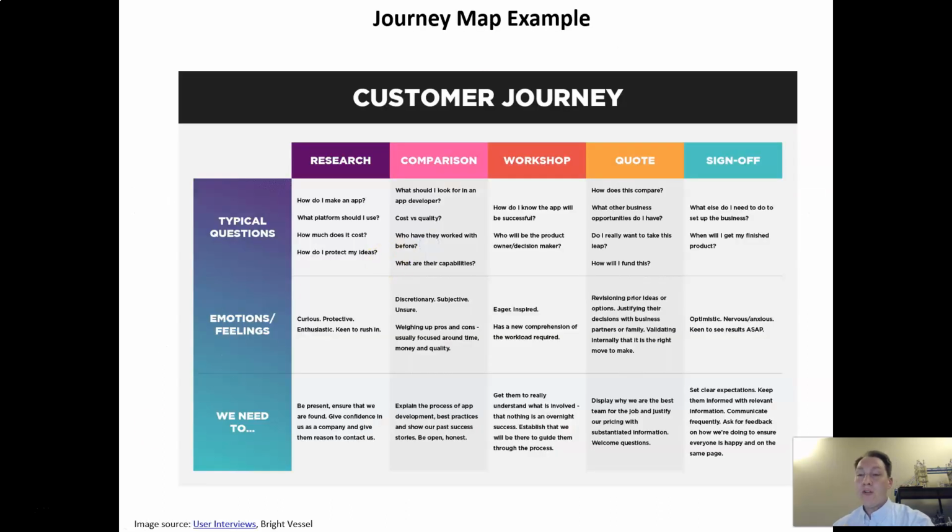So this is one journey map example. The idea here, and this one is rather complicated, is that we have different stages a customer might go through: a research stage, a comparison stage, a workshop stage, a quote stage, and a sign-off stage. There are questions they might ask during these phases, emotions and feelings they might have, and things they're thinking about, which we can anticipate and then be ready to address as the service provider attempting to help them through all of these different stages.